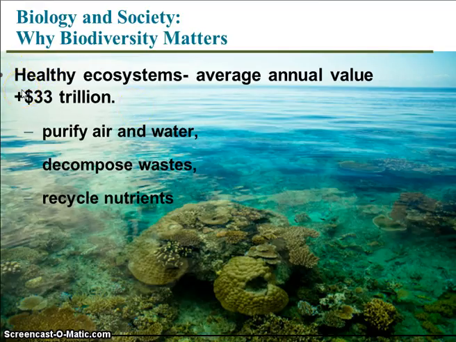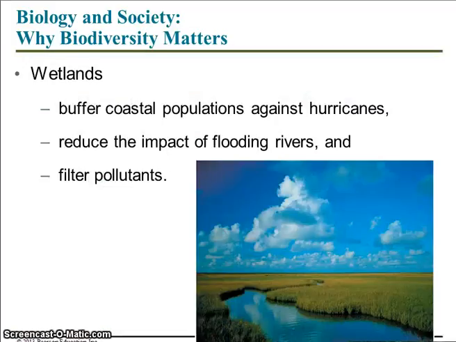They are worth about $33 trillion. Why? Because they do all the things that an ecosystem should do. They help purify our air and water, they decompose waste, they recycle nutrients. They also, as we looked at before, help us keep water in the system, reduce soil erosion, and have everything functioning properly. For example, wetlands can act as buffers, so they help protect the inland areas against hurricanes, they reduce flooding, and they filter pollutants. These are all important things to have happen.